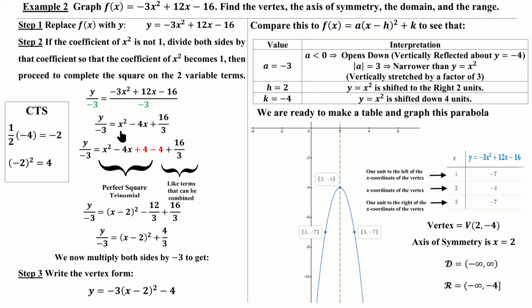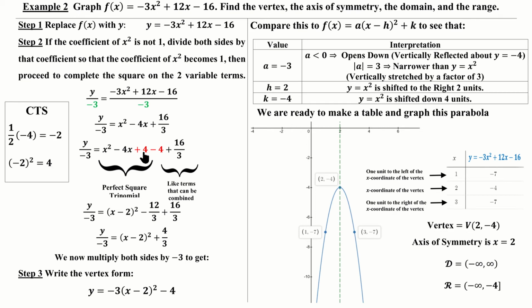Now we go ahead and proceed with completing the square on x squared minus 4x. So here's the CTS box, completing the square. We take 1/2 the coefficient of x, which is -4, that gives us -2, and we go ahead and square it, and that gives us 4.